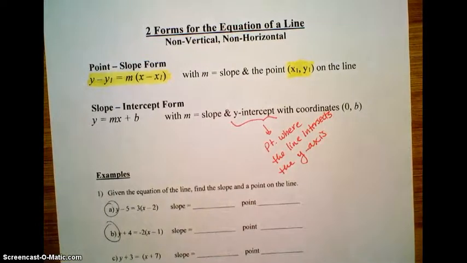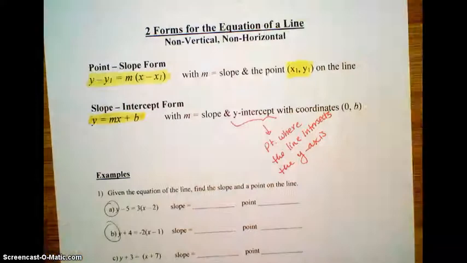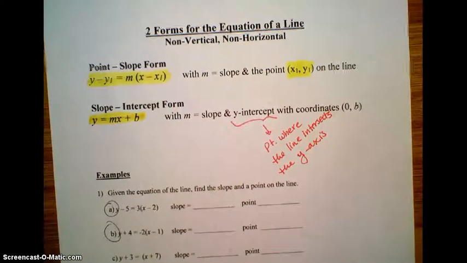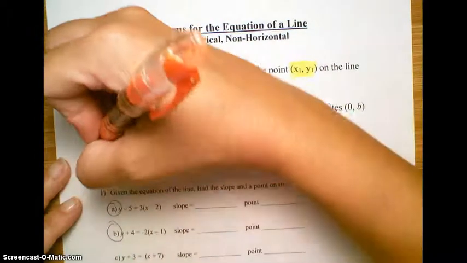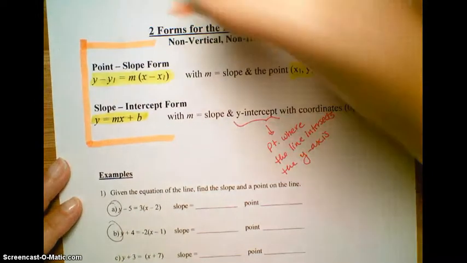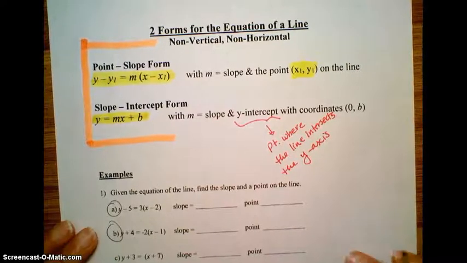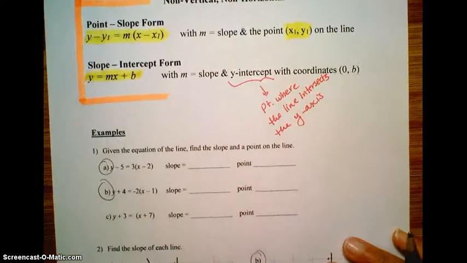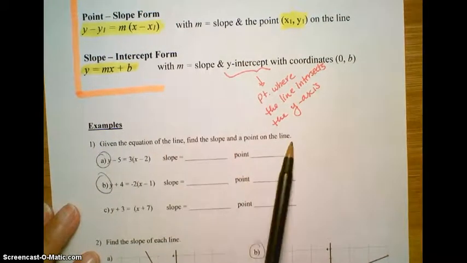So, again, second form, y equals mx plus b. Now, hopefully, both of these equations are equations that you are familiar with and have worked with in Algebra 1. So again, these are going to be very important to you. So make sure they're highlighted so you can find them. Okay, some examples that are on this page. This is very important. Given the equation of the line, find the slope and a point on the line.